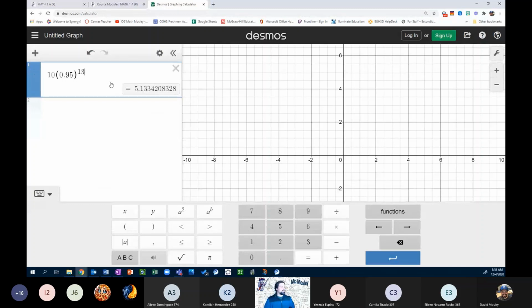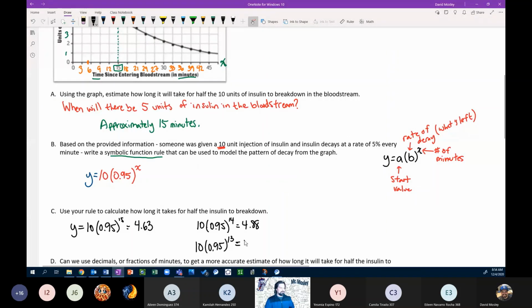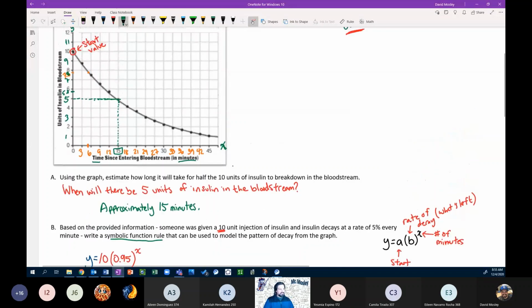So at 13, we get 5.13. All right. So at some point between 13 and 14 minutes, we hit that halfway mark. We've lost half of it. We're left with 5 units of insulin. All right. Now, this does not match our graph very well.